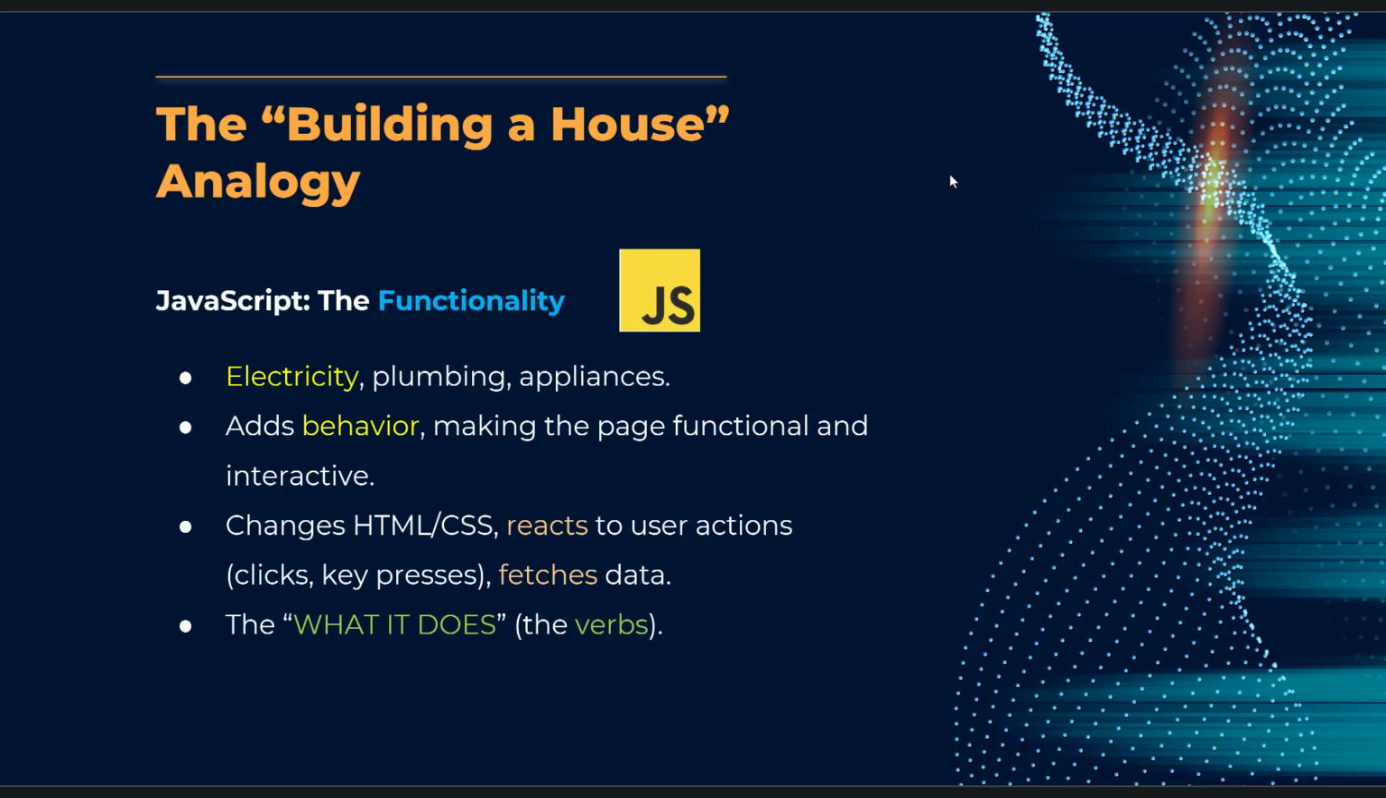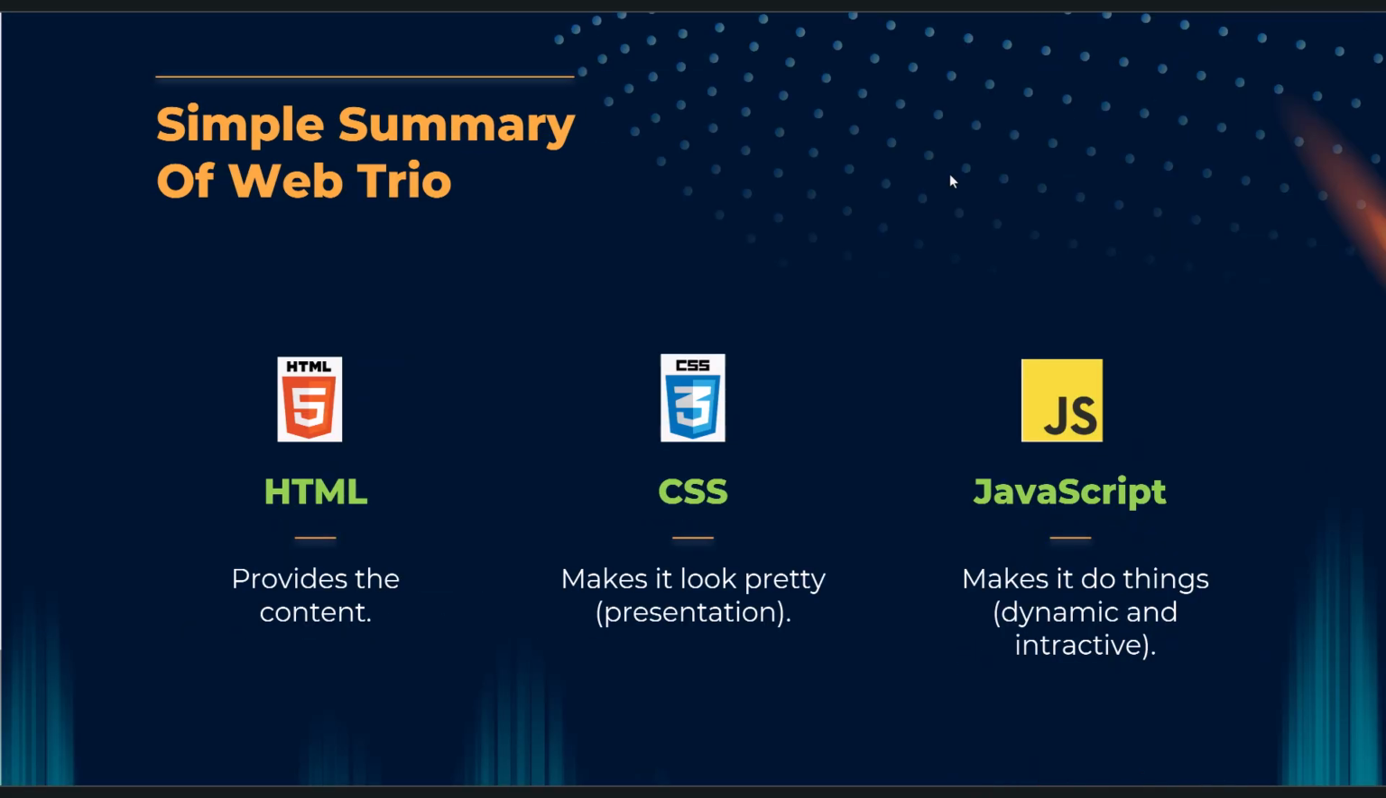And then there's JavaScript. This is the electricity, the plumbing, and all the appliances that make the house functional and interactive. JavaScript adds behavior to the page. It can change HTML content, modify CSS styles, react to user actions like clicks and keyboard presses, fetch data, and so much more. It's the verbs, the what it does. So, HTML gives you the content, CSS makes it look pretty, and JavaScript makes it do things, makes it dynamic and interactive.